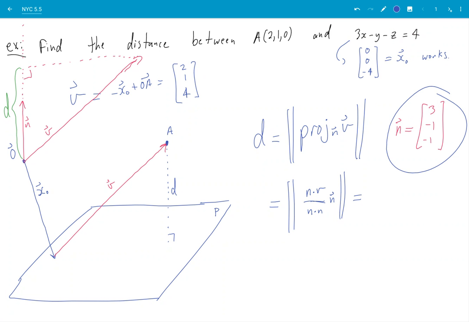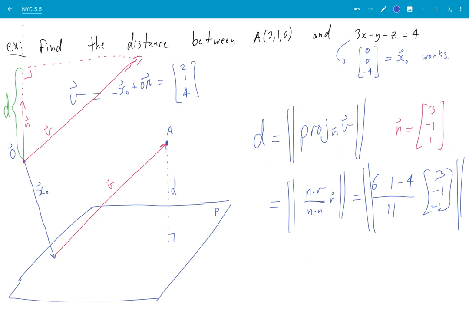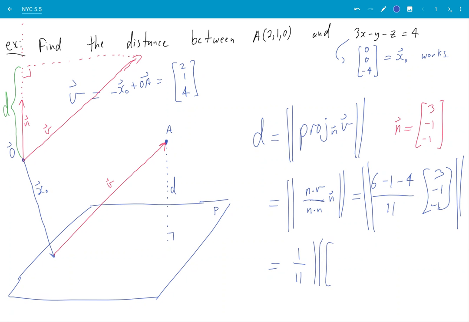So I'm doing a dot product of n with the vector v, which I found over here. So what do I get? I get 6 minus 1 minus 4 over n dot n, which is 11. And I get 3, minus 1, minus 1. Length of that. Lovely thing. So 1 over 11, length of 3, negative 1, negative 1, which is root 11 over 11.